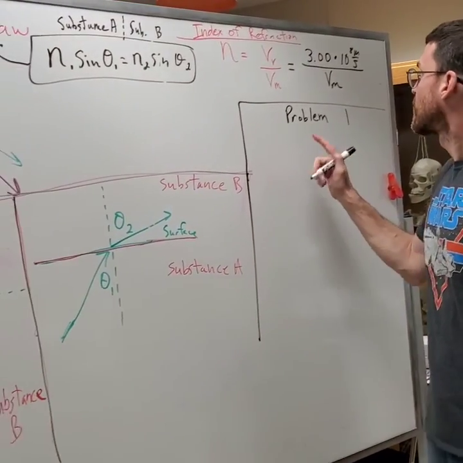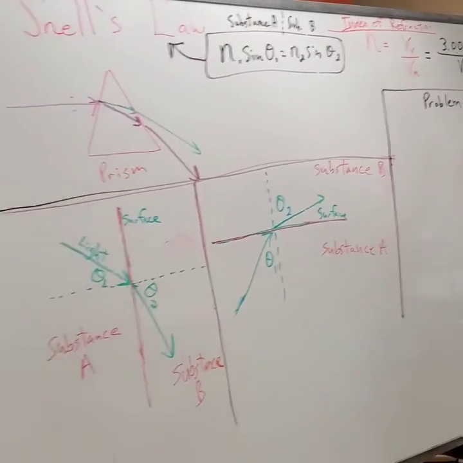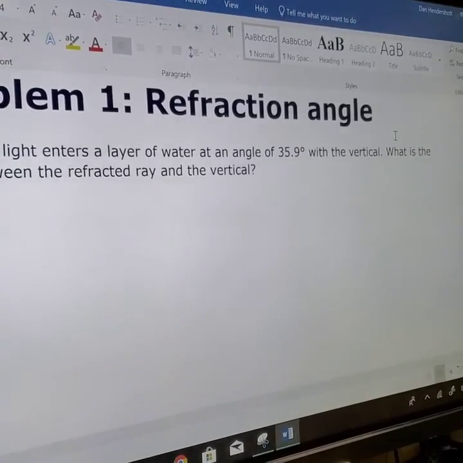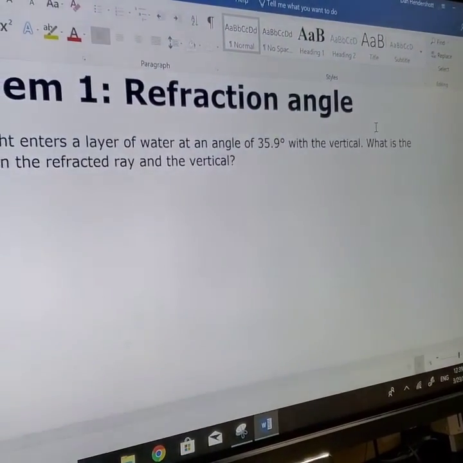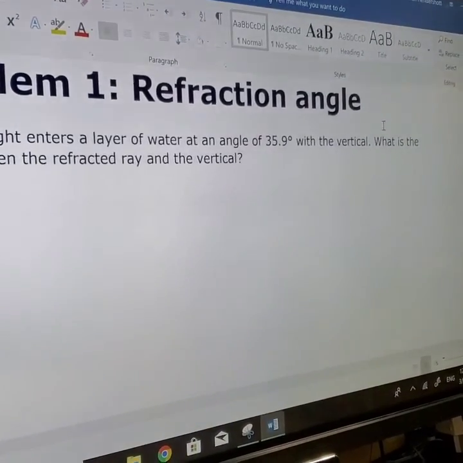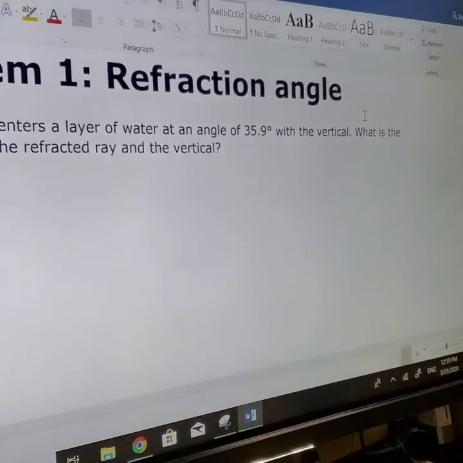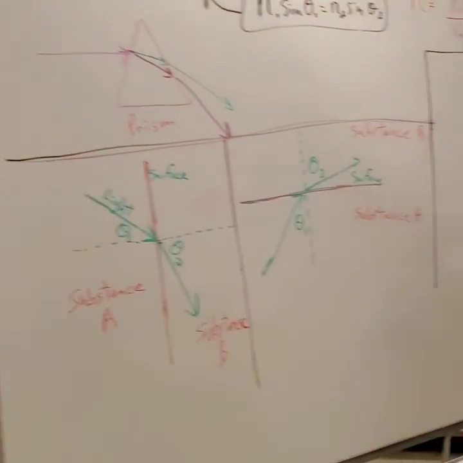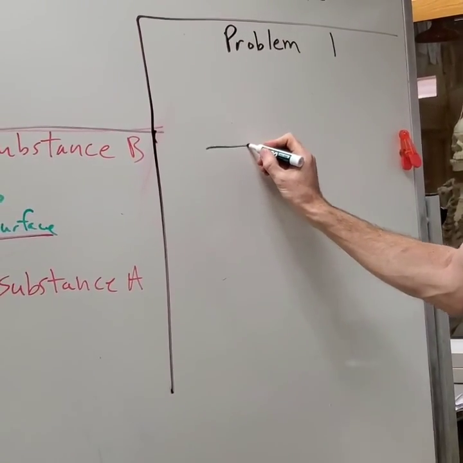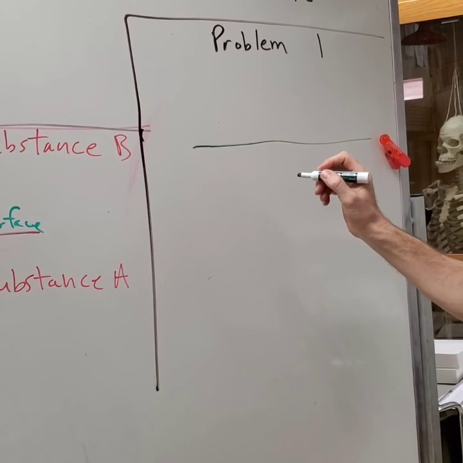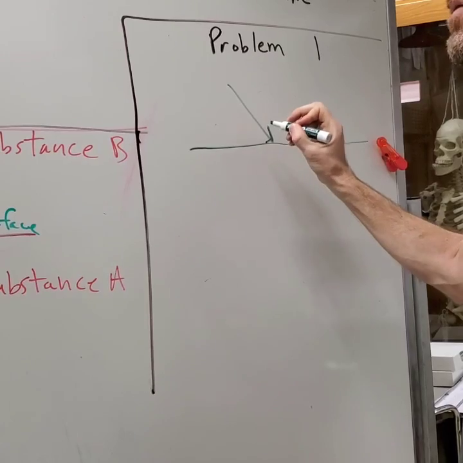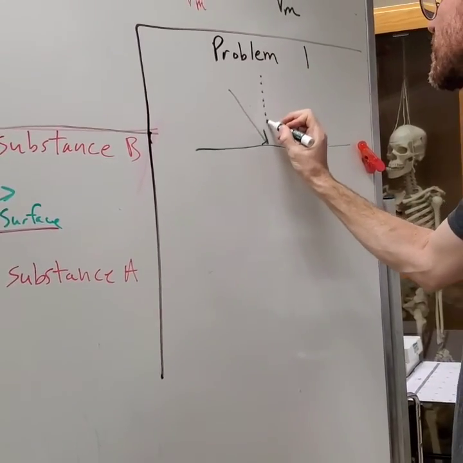Okay, so problem 1, finally getting to it. Right here we have a beam that enters water at an angle of 35.9 degrees with respect to the vertical. That is given to you in the problem, so we know that's the one that's going into Snell's Law. First off, we can draw a picture, which will be helpful. So we have our water, and a light ray entering the water, and that 35.9 degrees is with respect to the vertical.